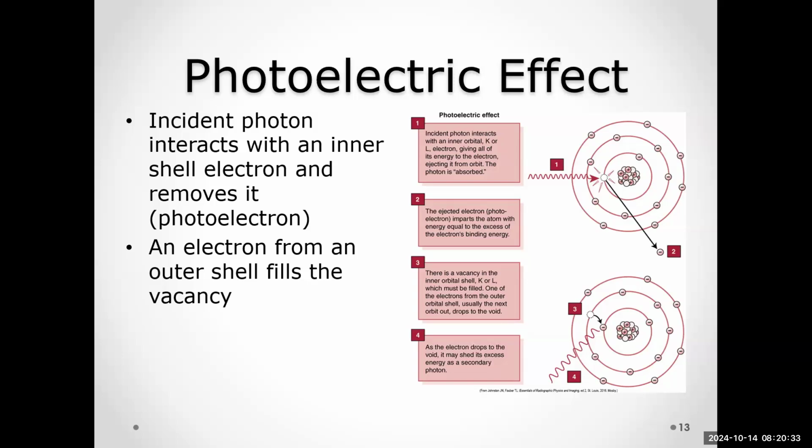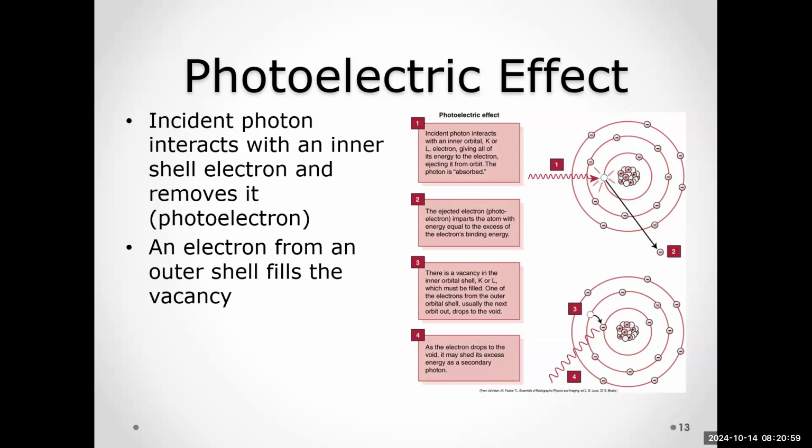And that leaves a vacancy, right? And that leaves the atom what? Unstable. Yes, unstable. And so naturally, an electron from an outer shell is going to drop in. It wants to fill that hole or that void. And as the electron drops to the void, it may shed its excess energy as a secondary photon.